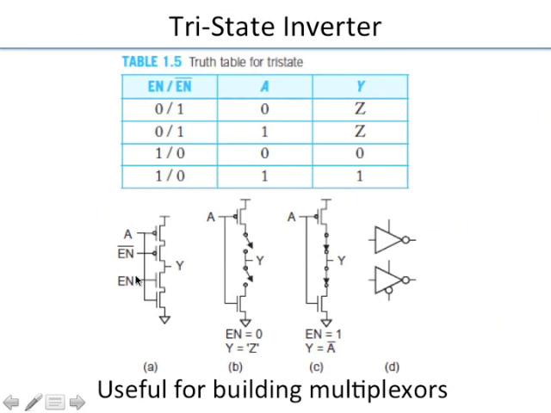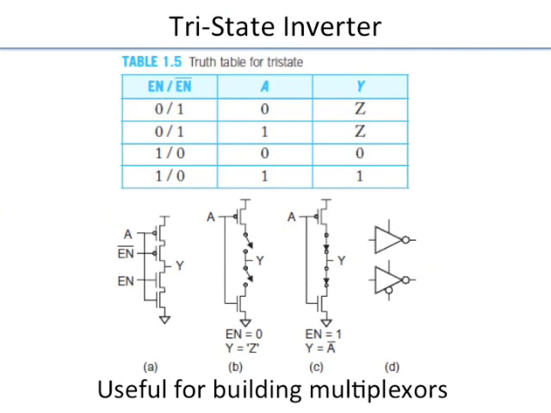But when enable is 0, this NMOS and this PMOS both are off. So no matter what happens to A, Y cannot be connected either to VDD or ground. So it's just left hanging, in a high impedance state. That is called Z. So these are the symbols out here. There is an inverter with either a single or two of these kind of things, just to denote that it's a tri-stateable inverter.